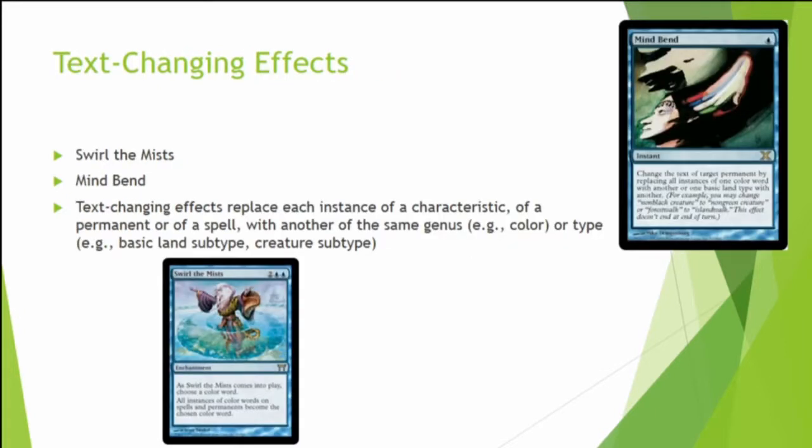Text changing effects. So things like changing Sword of Body and Mind to blue and black. But also Swirl the Mist, Mind Bend.